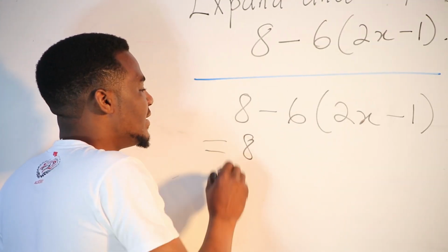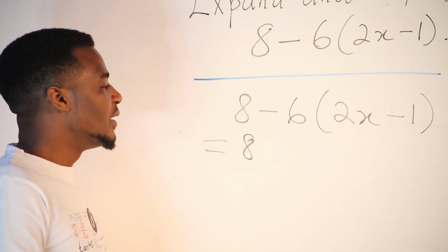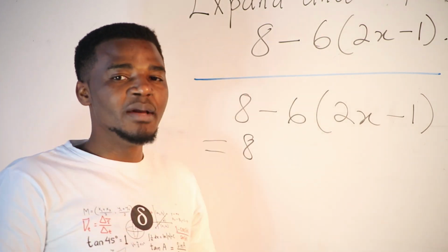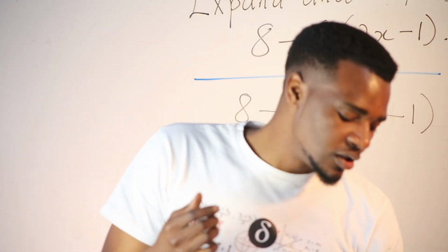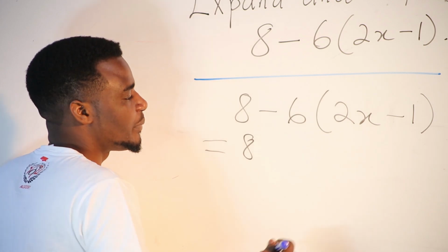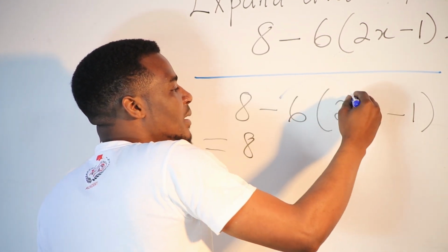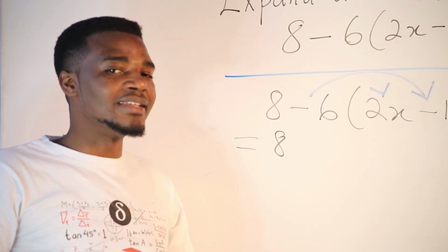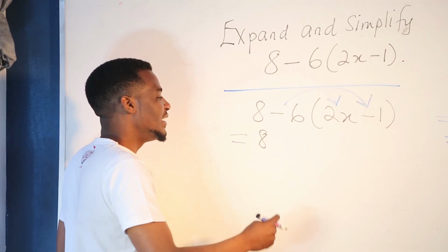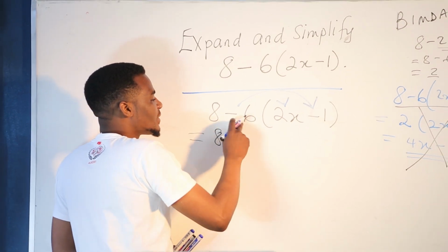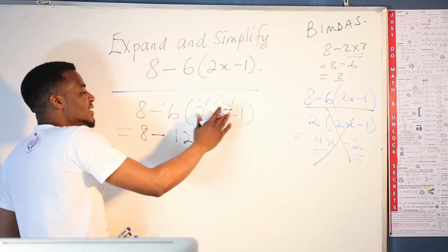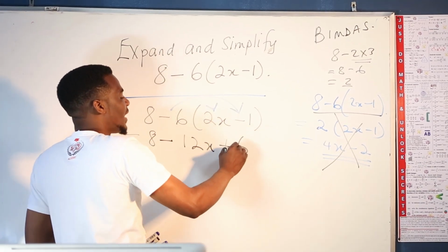So here we have 8, right? We need to figure out what we get if we say minus 6 times 2x minus 1. Remember the distributive property: a term outside the brackets multiplies all the terms inside the brackets. So it will be 8, minus 6 times 2x gives minus 12x, and minus 6 times minus 1 gives plus 6.